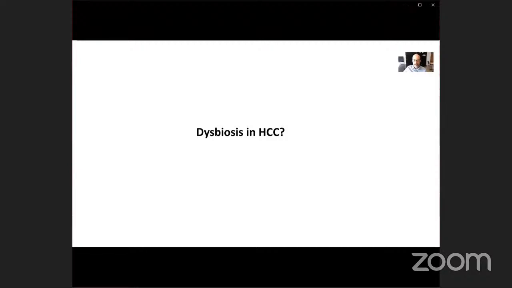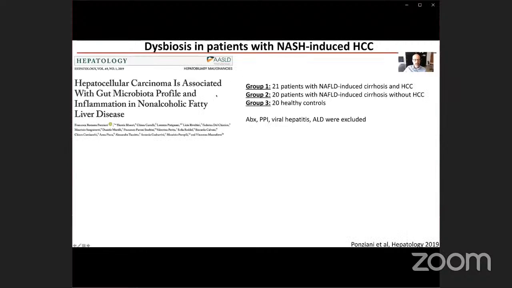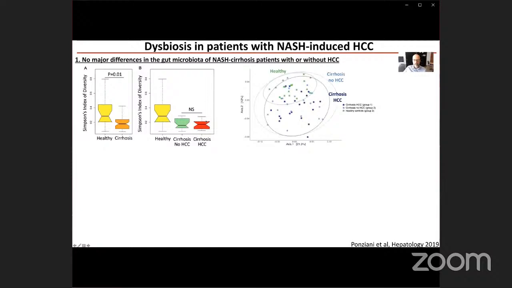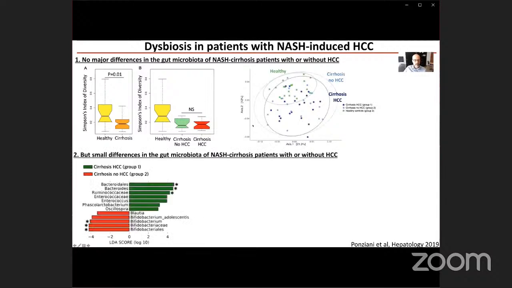So how about dysbiosis in HCC? This is a study I'm showing you here, comparing NAFLD-induced cirrhosis patients with and without HCC to each other, as well as to healthy controls. The authors showed a strong reduction in diversity between the healthy and the cirrhotic patients here, but there was no difference between cirrhosis with and without HCC. Similar data in the PCA plot here.